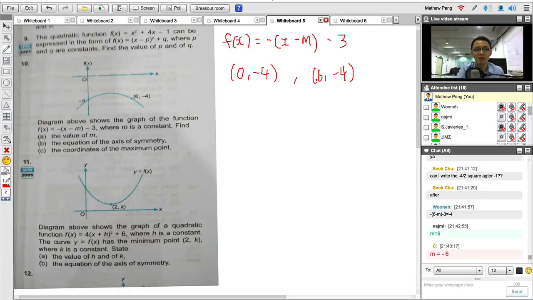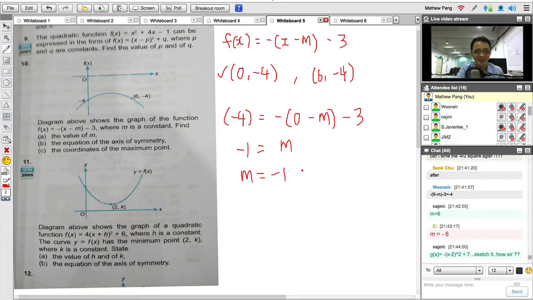If I want to find m, I can substitute one of the coordinates into this equation, then I can easily get m. Of course I will choose the first coordinate, because it looks simple. So 0 is x and -4 is y. So -4 equals -(0 minus m) minus 3. Negative m is positive m, -3 moved here is positive 3, is -1. m is just -1. I'm not sure why so many of you got 6, but obviously I don't think it's 6.